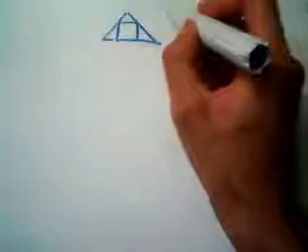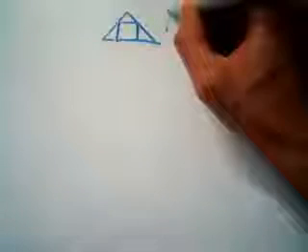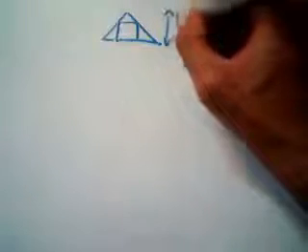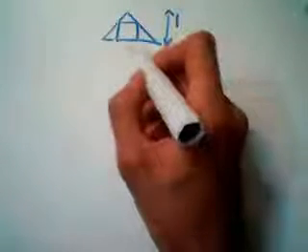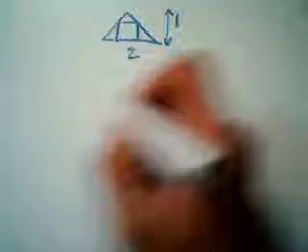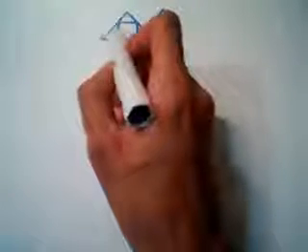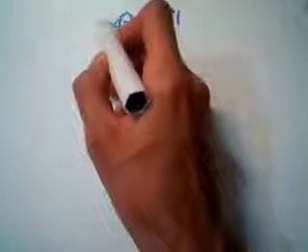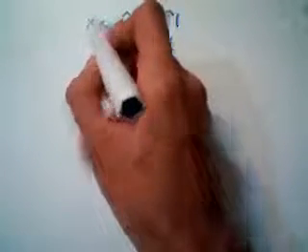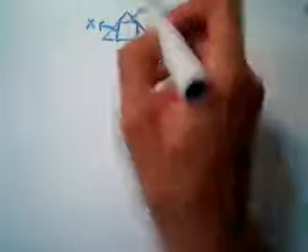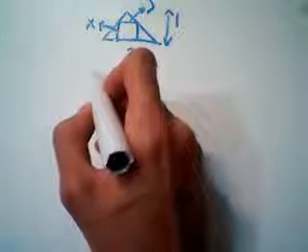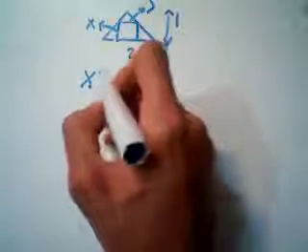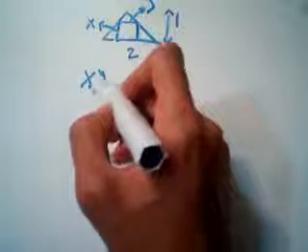The altitude of this triangle is 1 and its base is 2. Now we want to find the sides of the rectangle. Let's call them x and y. So the xy, the area, should be maximum.